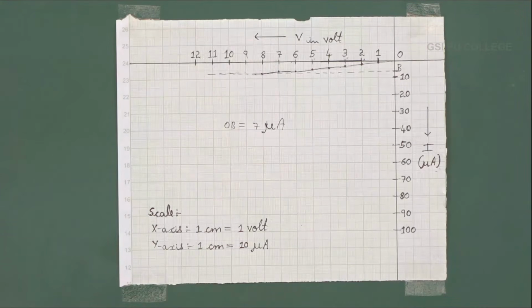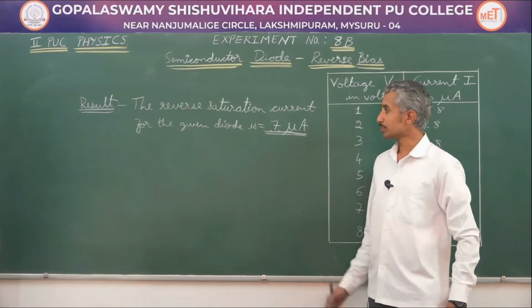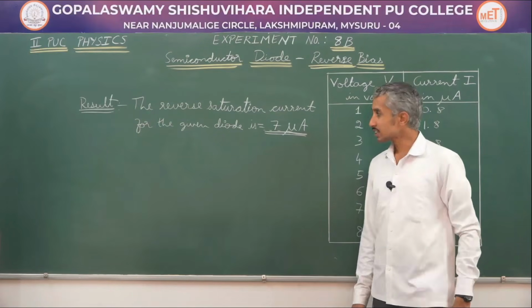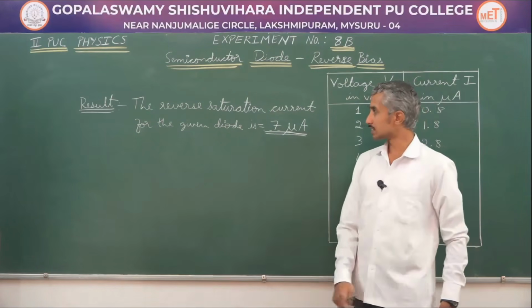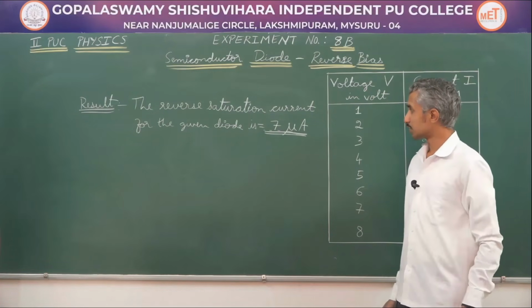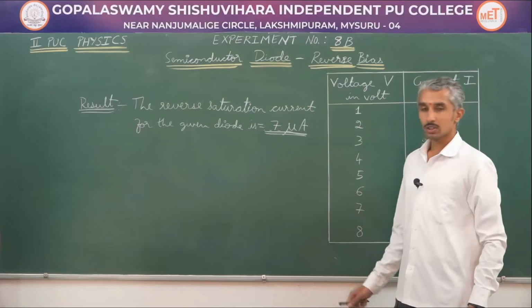Let us note down the result now. We will be ending the experiment by noting down the result. Our aim was to find the reverse saturation current. Therefore, we will note down the result as: the reverse saturation current for the given diode is 7 microamperes. That's all for this session.